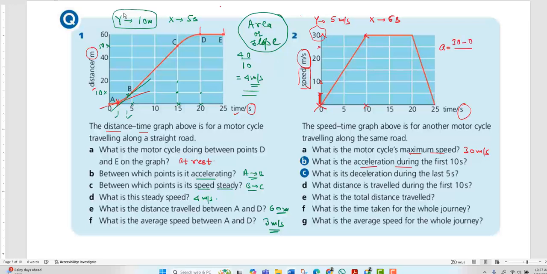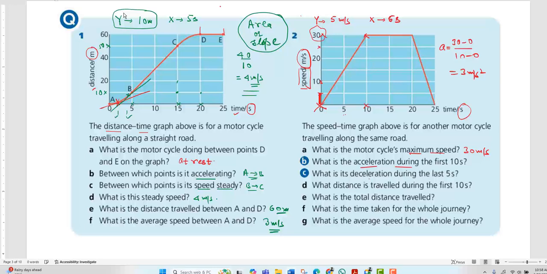30 minus 0 divided by 10 minus 0. So that is 3 meter per second square. Yes. For the first 10 seconds he is asking. Yes, sir. Right?